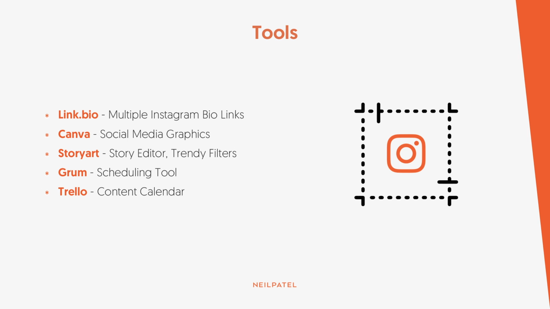And some tools that'll help you out with everything that I discussed today is link.bio, multiple Instagram bio links, right? You can also use Canva, Story Art, which is for story editing and trendy filters, Grum, which helps you with scheduling, and Trello. I love Trello for my own content calendar. It's one of the easiest and simplest things. You can use other tools as well for that, but I personally just use Trello.